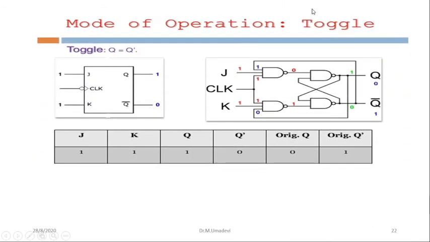The last operation is toggle. Toggle means Q is equal to Q dash. So we'll see how. Next, J is equal to 1, K is equal to 1, then we'll get the output Q is equal to 1, Q dash is equal to 0. So this is the original Q and Q dash after feedback.